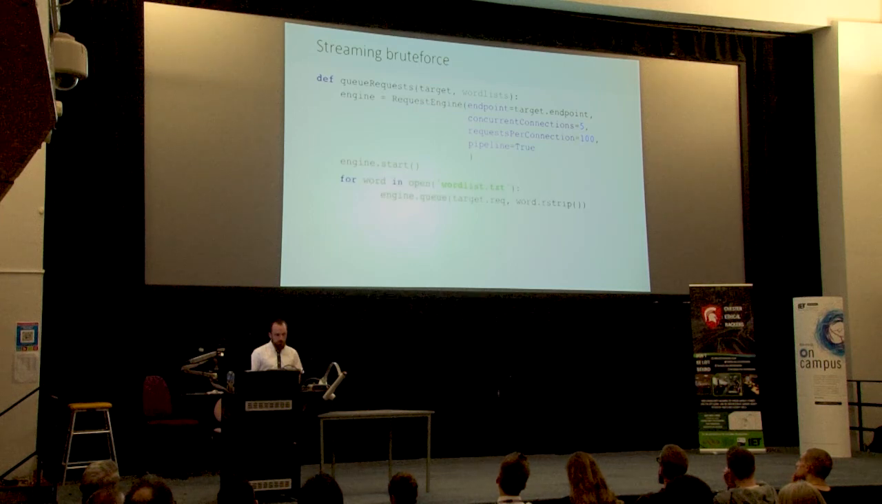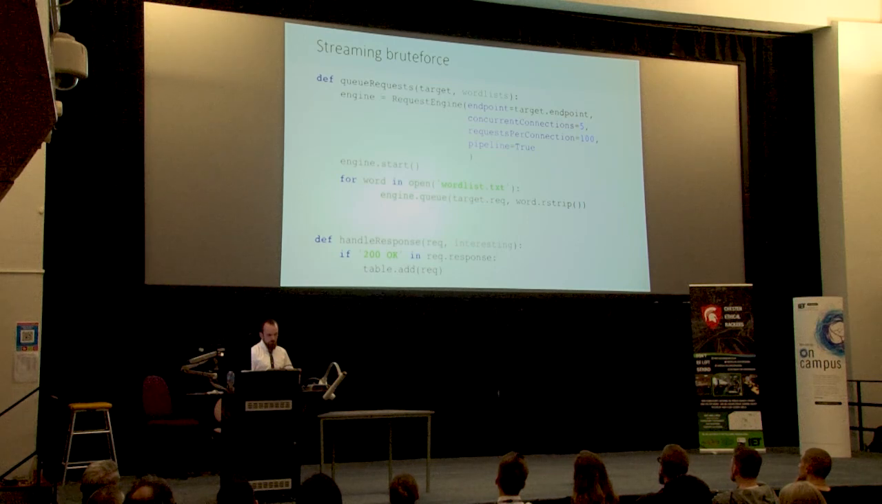After that, all you need to do is open your word list or whatever you're going to generate your requests with and queue up the requests. And then the final thing is there's a separate function which gets invoked every time you get a response. And in there, you need to work out whether that response is interesting, and therefore whether you want to stick it in the results table. If you put everything in the results table, you will run out of RAM quite quickly because you're probably running so fast.